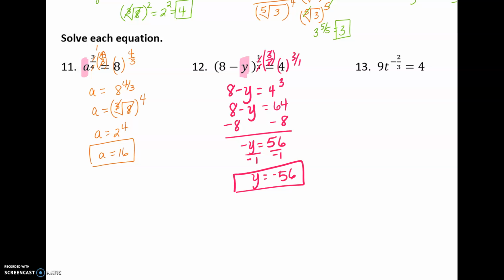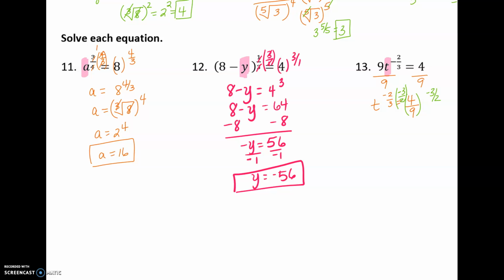The last one, I'm trying to get t by itself. I can get rid of this 9 before I get rid of the exponent. So this becomes t to the negative 2/3 equals 4/9. How do I get rid of a negative 2/3? I multiply by the reciprocal and make this negative 3/2. So I multiply both sides by negative 3/2.